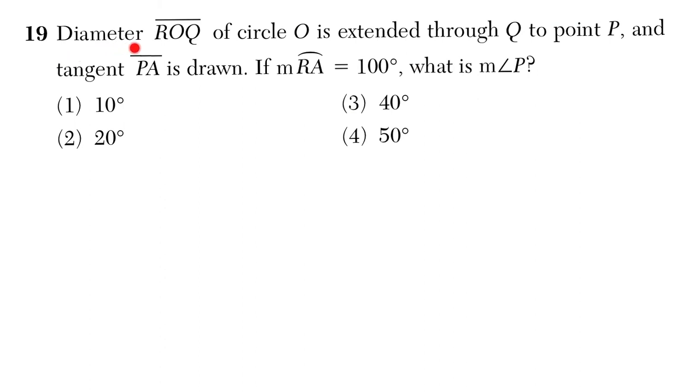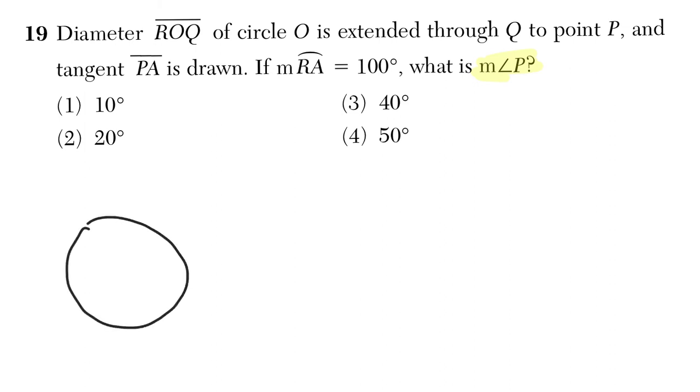Question number 19. Diameter ROQ of circle O is extended through Q to point P, and tangent PA is drawn. And it says if the angle of arc RA is 100 degrees, what is the angle of angle P? And so that's our objective. But I also know that this is kind of a crazy problem unless we sketch it out. We definitely want to draw out this diagram.